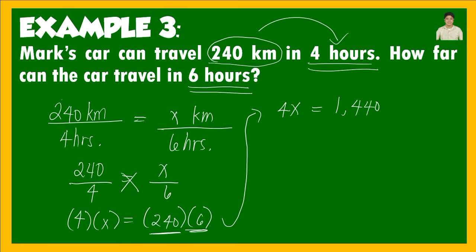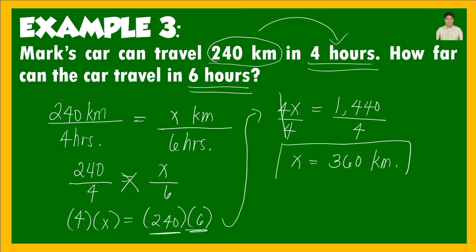And then para matanggal yung 4, so divide natin both sides of the equation by 4. So makakancel yung 4, matitira lang is x, and then 1,440 i-divide natin sa 4. So kapag dinivide po natin yung 1,440 by 4, the quotient or the result will be 360. So ano yung 360 na yan? 360 kilometers. Yan po yung na-travel ng car ni Mark in 6 hours.